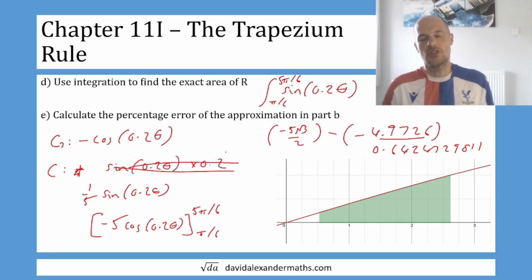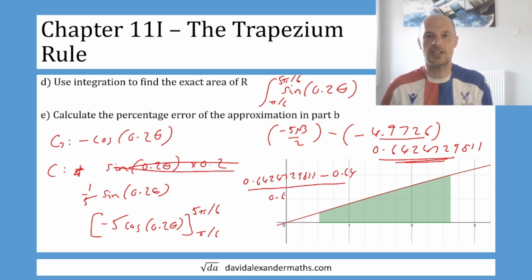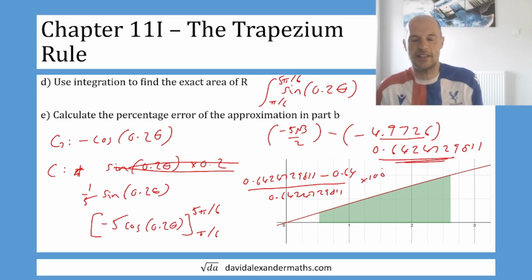So you do often get these questions where you're calculating the percentage error. So what we need to do to work out the percentage error, this is the exact value here, except it's not quite exact because I did a bit of rounding. So the error is the difference between the real thing, which is 0.6424729811, minus what my approximation was, over the 0.6424729811, and hopefully it's a pretty small error. And of course we need to multiply it by 100 to get the percentage.